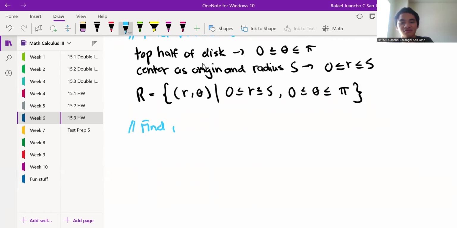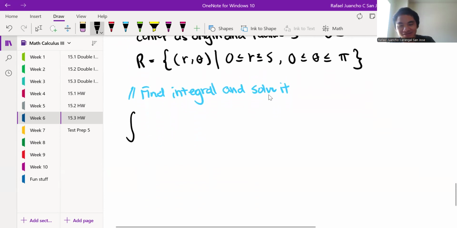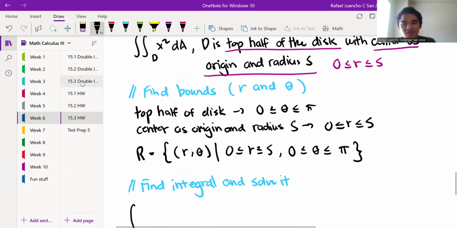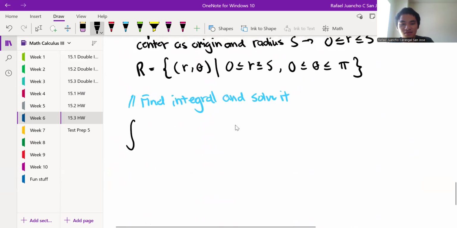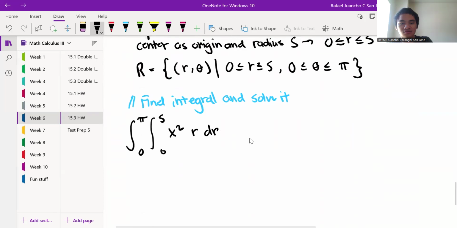Next, we find the integral and solve. It's really all about this idea of finding the integral. So the first step is to check if the integral is correct. Then the next step is to try and solve it and see if you don't mess up, because I do mess this up a lot. So here we're going to integrate first with respect to r, and then with respect to theta. So for my theta, I put here 0, pi. For my r, I put here 0, 5. Then I put my function x squared. And then instead of dA, I put r dr d theta. And then I solve.